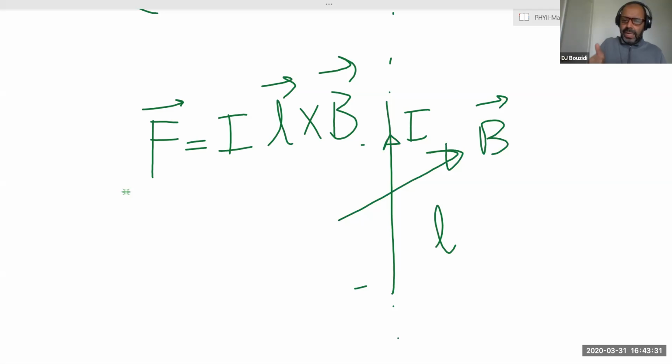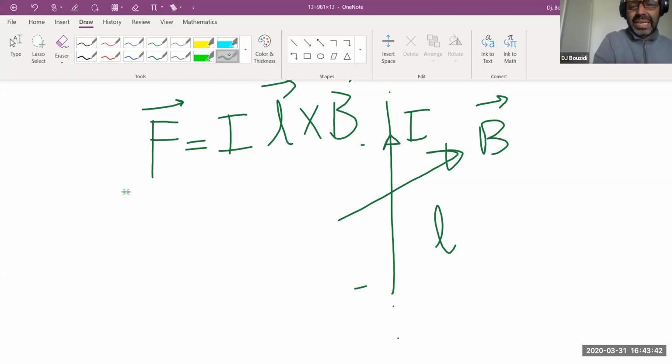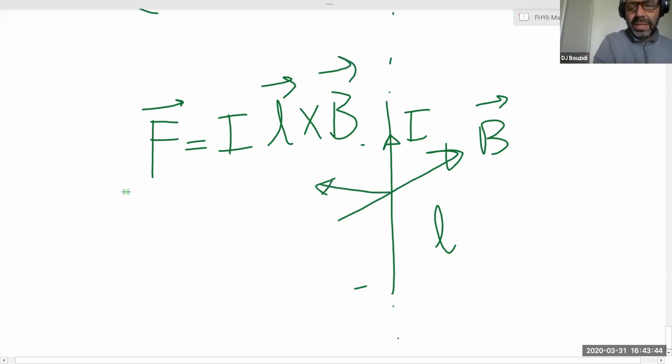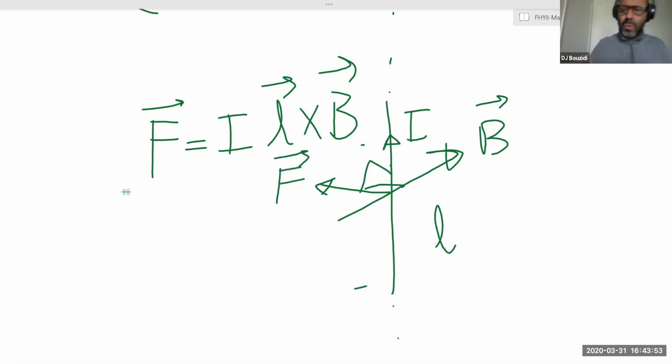So in my picture in here, L is pointing this way, B is going that way, and the force is going to be perpendicular to both the wire and B. So this angle is a 90-degree angle, and this angle also is a 90-degree angle, and this is the direction of this force. So the wire actually will bend because of the magnetic field, as long as there is a current running through it.